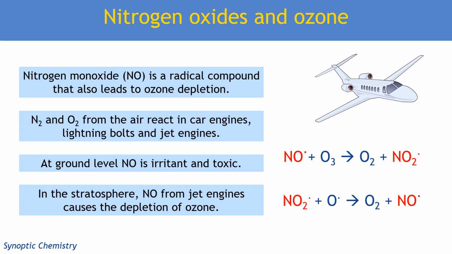And then that can then further react with oxygen radicals exactly like the ClO radical did, gives the oxygen back to make O2, and you can see that the same overall process is happening. O3 reacting with oxygen radical to make 2 molecules of O2.